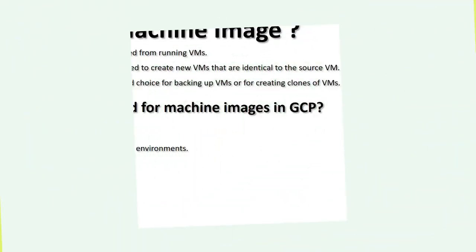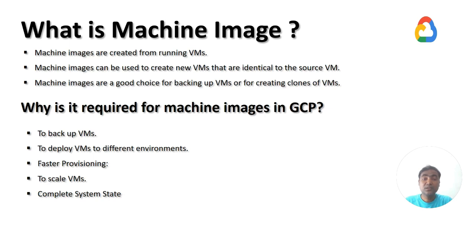Guys, let's discuss what is machine image in Google Cloud Platform. Machine images are created from a running VM. They capture the entire state of the VM, including the operating system, installed software, and data. Machine images can be used to create new VMs that are identical to the source VM. Machine images are a good choice for backing up VMs or for creating clones of VMs.